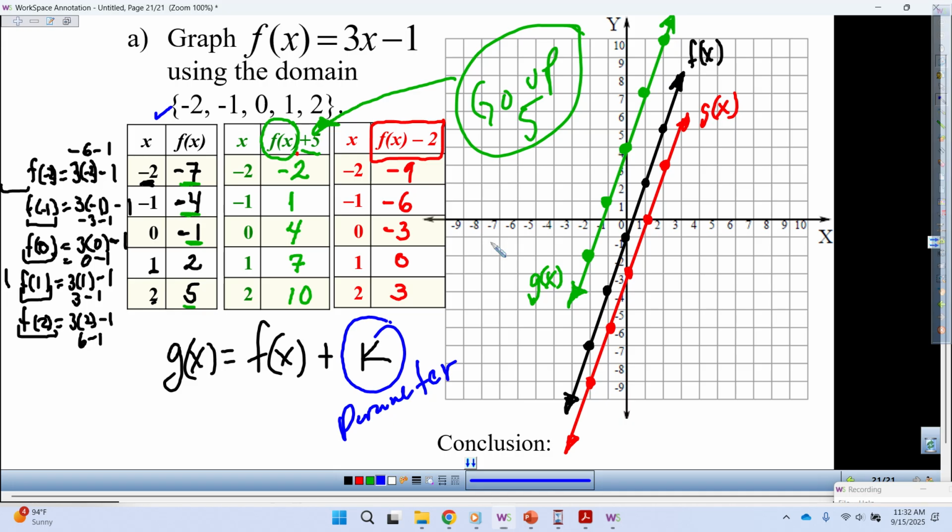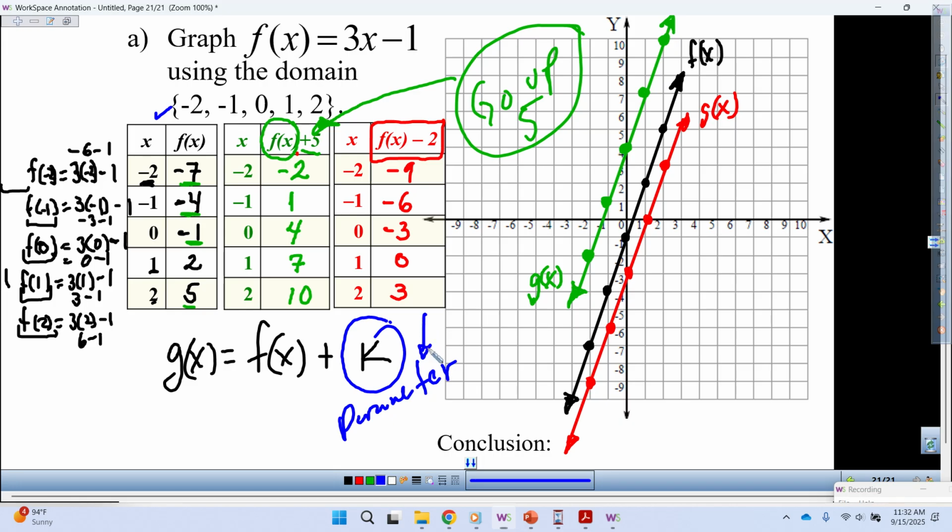All right. Looks like Yaretsu's got it. Very good. Sarah's got it. Very good. Let's go with Jaime. What does k do to the entire function? It transforms it, but what does it do to the original one? It moves it in which direction?